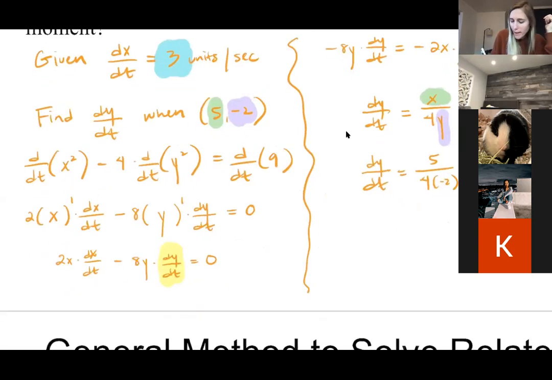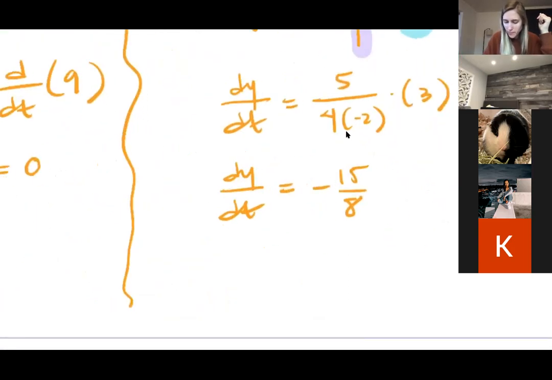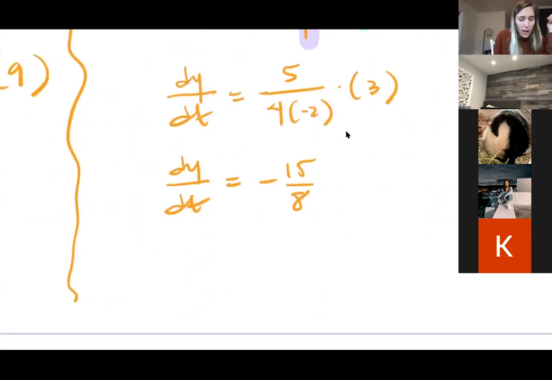And when we simplify that, we get negative 15/8. And that's the rate at which y is changing with respect to time in seconds. So the units will be units per second.